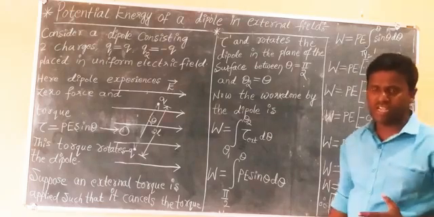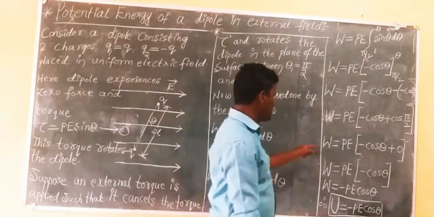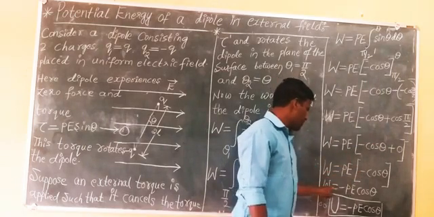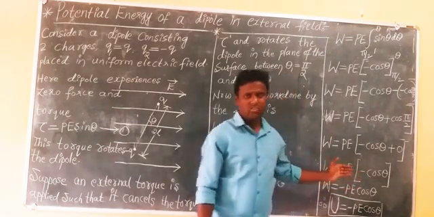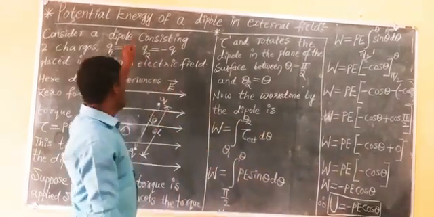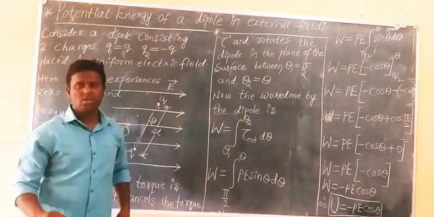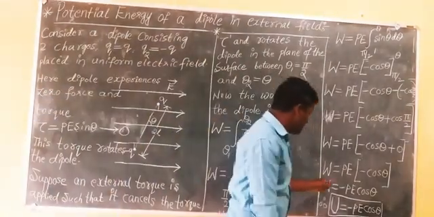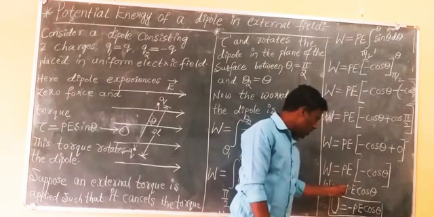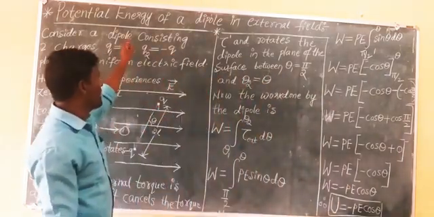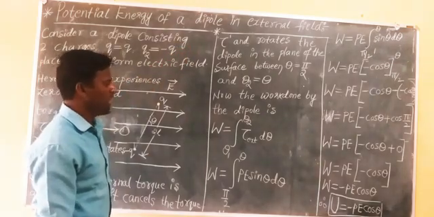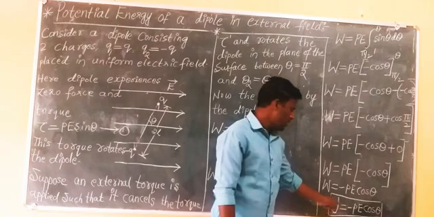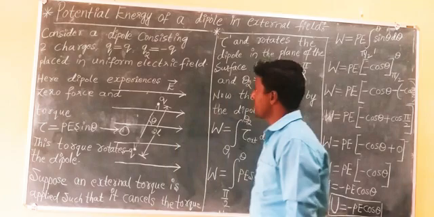Cos pi by 2, cos 90 degrees, is 0. You know the value of cos 90 is 0. So W equals P E into minus cos theta plus 0. So W equals P E into minus cos theta. W equals minus P E cos theta. Right? And remember, this work done by the external torque is equal to the potential energy of a dipole in an external field. What you are deriving is nothing but the work done by the external torque, minus P E cos theta. This work done by the external torque is itself the value for the potential energy of a dipole in an external field. Therefore, the expression for electric potential energy of a dipole placed in an external field is U equals minus P E cos theta.